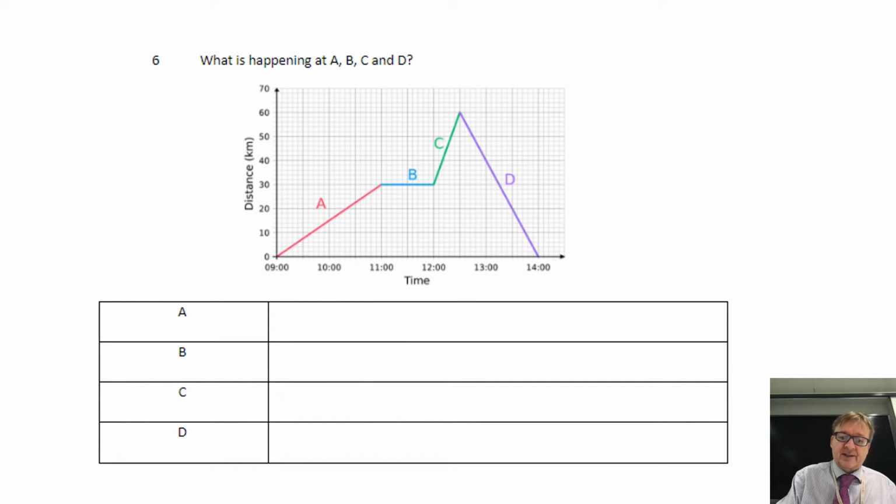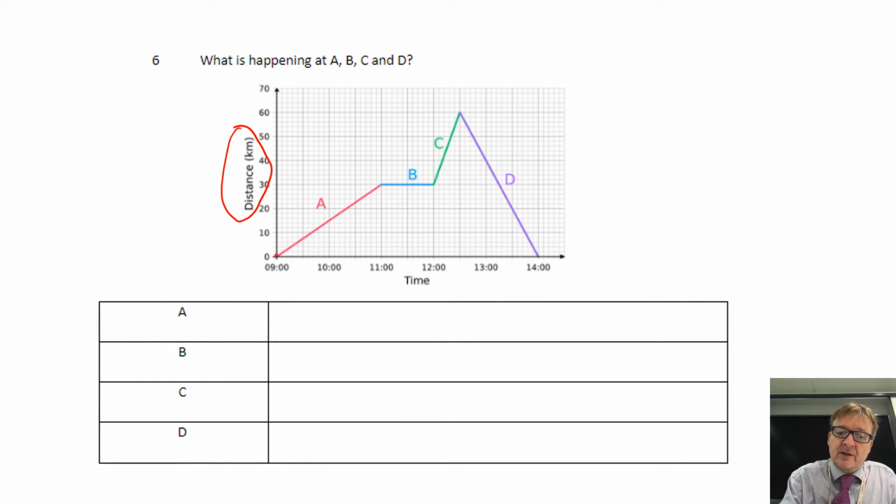Question number 6. Right, I'll do these in the same colours as on there, that'll be cool. Right, what is happening at A, B, C, D? Now, what we've got here is a distance time graph. So if you see a graph like this on the forces question, what you need to do is look at this axis first. And what it'll do then, that'll tell you how to actually work it out.